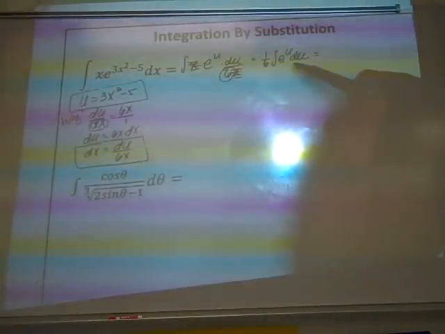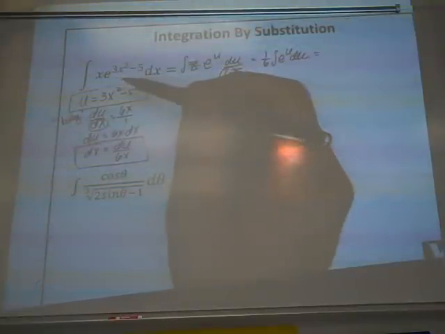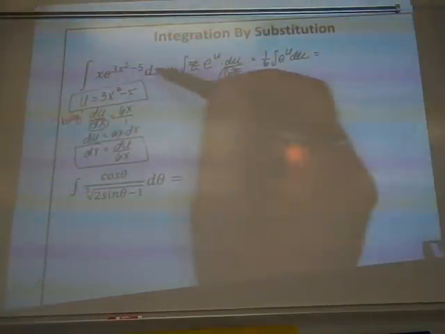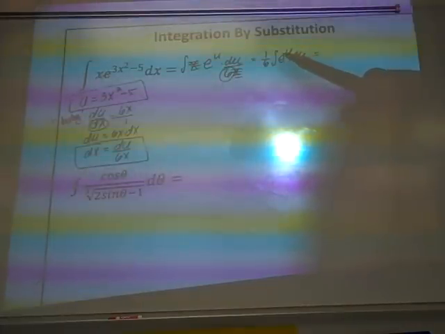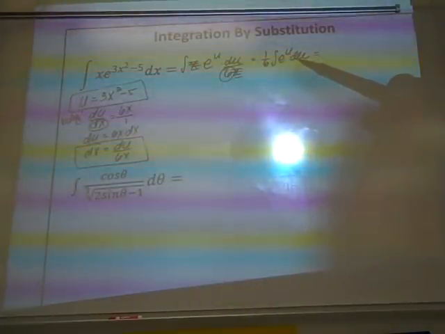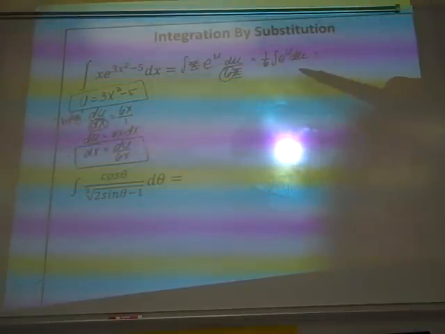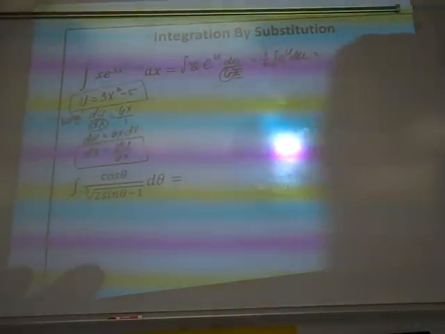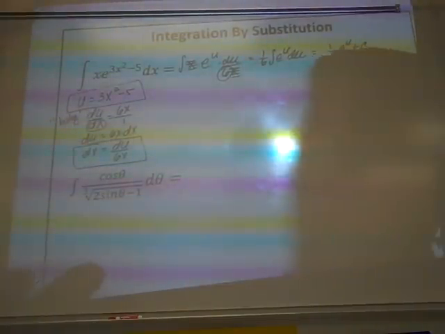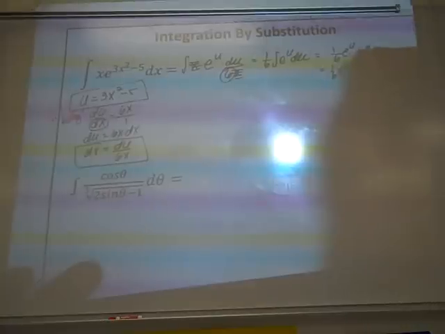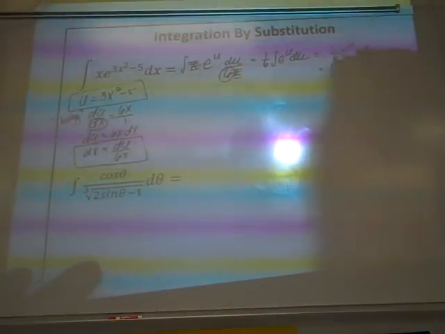This is a much, much easier integration problem to have to do than this original one. They're algebraically equivalent to one another if you replace u with 3x squared minus 5 and you replace the du with 6x dx. So because of this integration by substitution, we now have a really easy problem to solve. The integral of e to the u du is just e to the u plus C. And we replace the u with 3x squared minus 5 because that's what we started with.